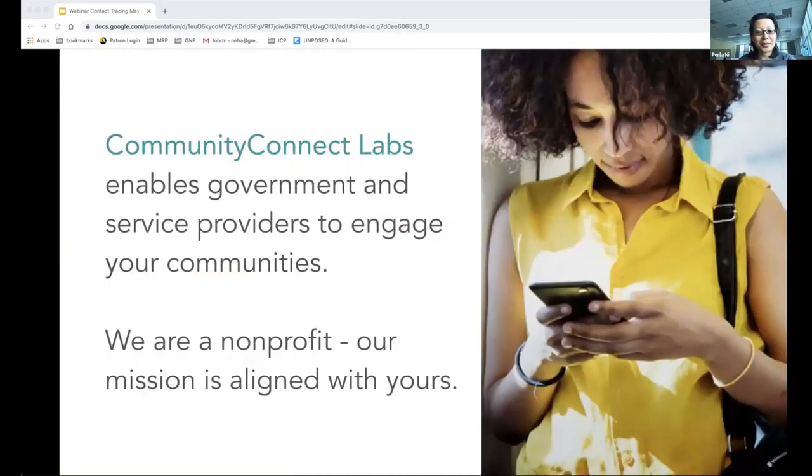So CommunityConnect Labs, who we are. We work with governments, state governments, as well as local county governments to engage your communities. And we are also a nonprofit. And so our mission is very much aligned with yours. It is to ultimately improve the welfare of our residents in this country.